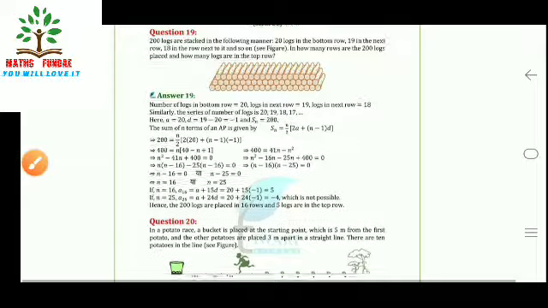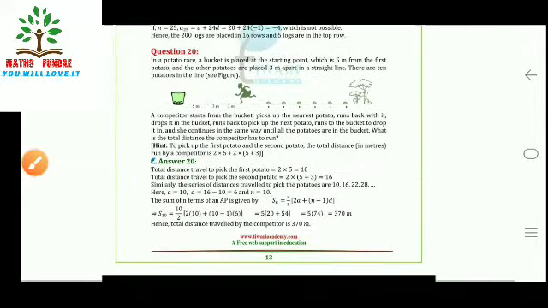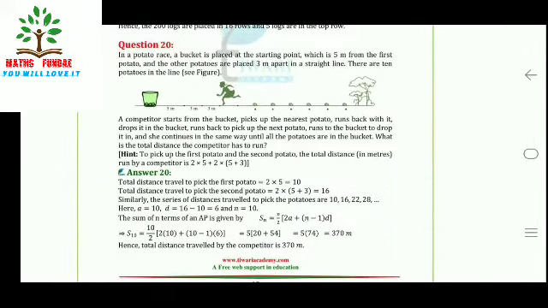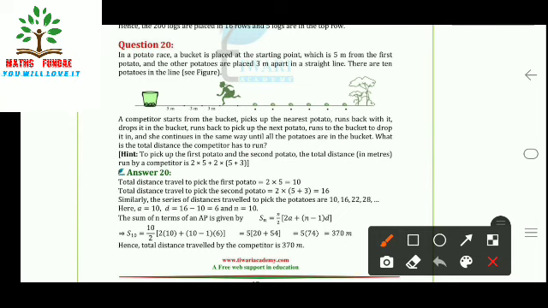Now in question number 20, in a potato race, a bucket is placed at the starting point, which is 5 meters away from the first potato, and other potatoes are placed 3 meters apart in a straight line. There are 10 potatoes overall. A competitor starts from the bucket, picks up the nearest potato, runs back and drops it in the bucket, and runs back to pick up the next potato, runs to the bucket and drops it. Only one potato can be carried at a time.